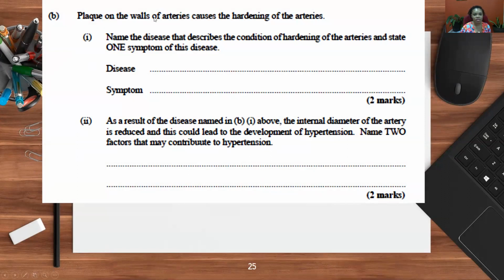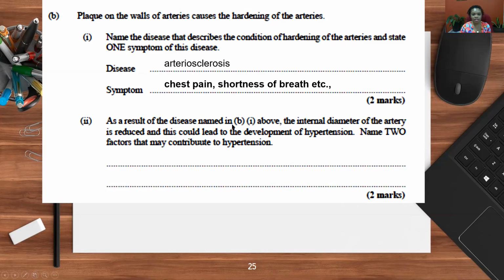Plaque on the walls of arteries causes the hardening of the arteries. Name the disease that describes a condition of hardening of the arteries and state one symptom of this disease. The hardening of the arteries is caused by arteriosclerosis, not to be confused with atherosclerosis. So atherosclerosis is when that plaque forms in the artery and blocks it, right? While arteriosclerosis is hardening of the artery walls, and that can be due to smoking. A component of cigarette smoke would be nicotine. That would also contribute to that. Symptom: chest pain, shortness of breath.